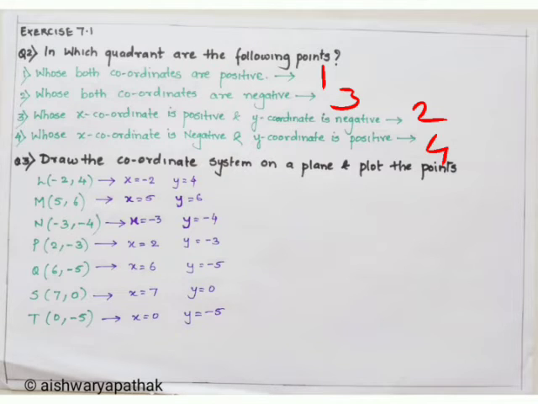Then S is (7, 0), so x is equal to 7 and y is equal to 0, which means there is no coordinate point on the y axis. There is only one coordinate point on the x axis. The y coordinate is 0 totally. Then T (0, -5). Here the x coordinate is 0 and y is equal to -5, which means there is only one point, -5, on the y axis, where the x coordinate is 0. This you have to plot. Now let us plot the points.